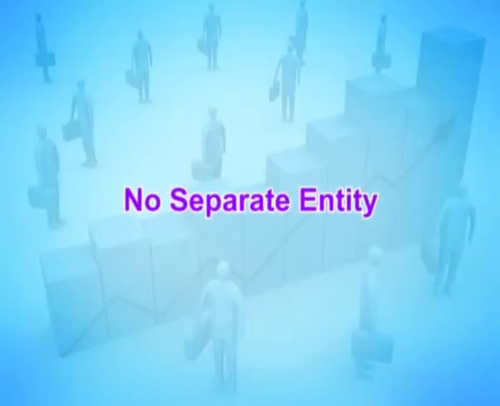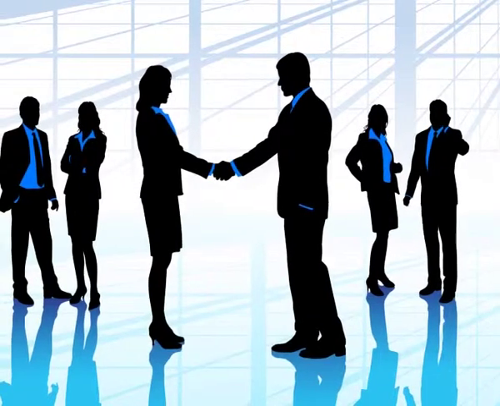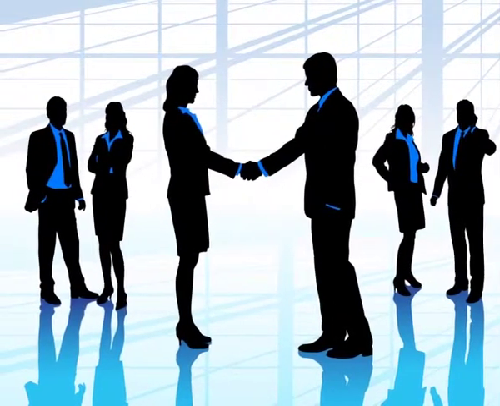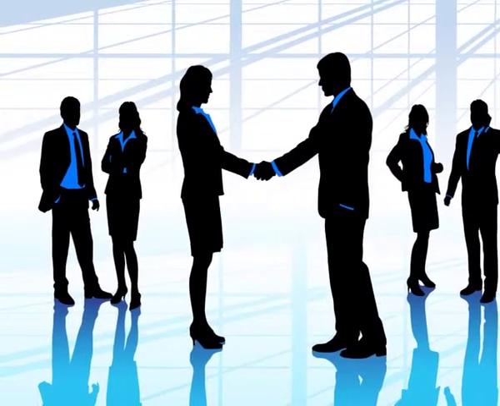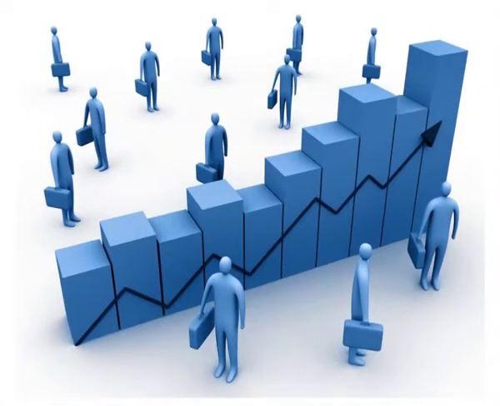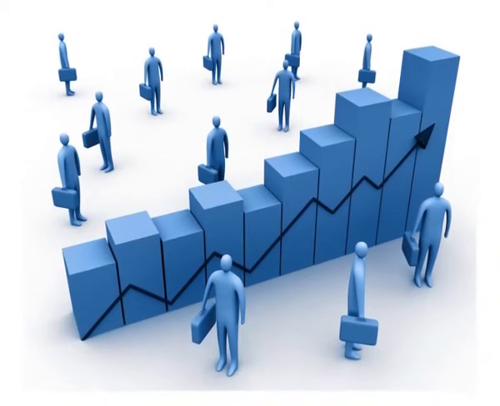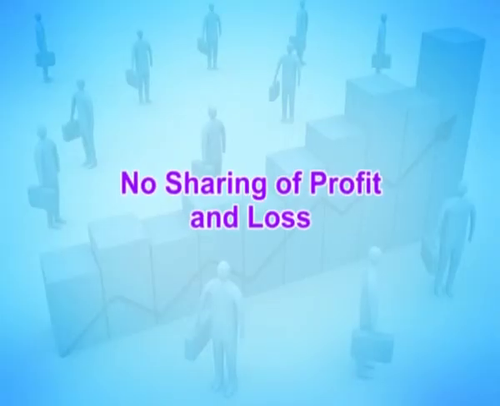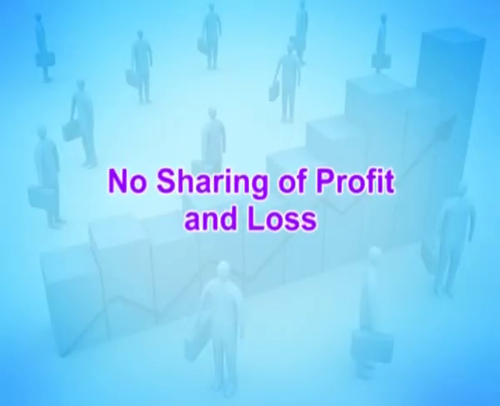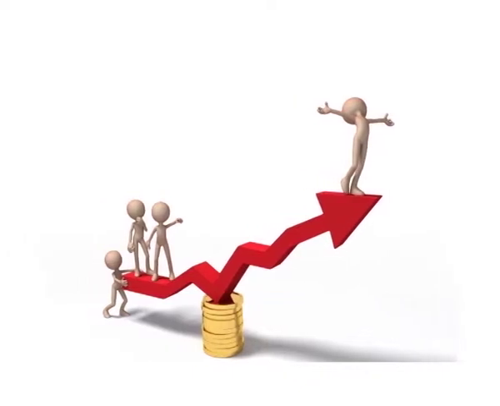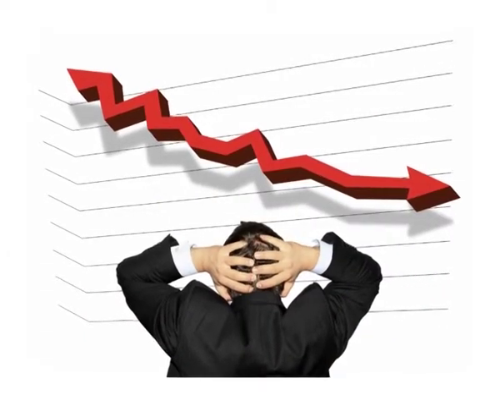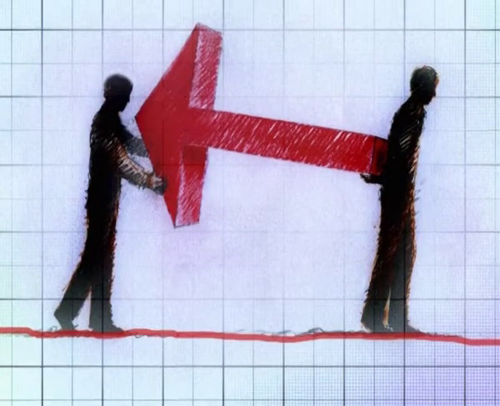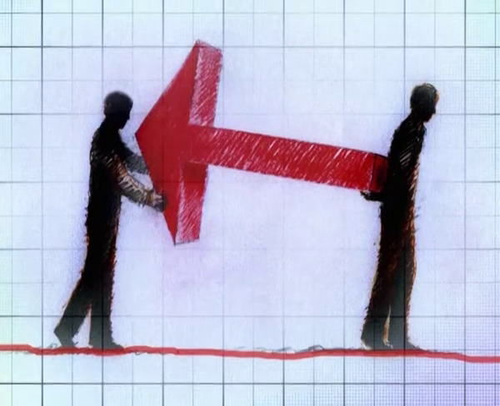No separate entity. The business unit does not have any entity separate from the owner. The businessman and the business enterprise are one and the same, and the businessman is responsible for everything that happens in his business unit. No sharing of profit and loss. The sole proprietor enjoys the profits alone. At the same time, the entire loss is also borne by him. No other person is there to share the profits and losses of the business.